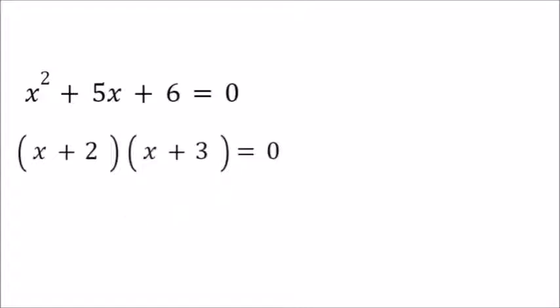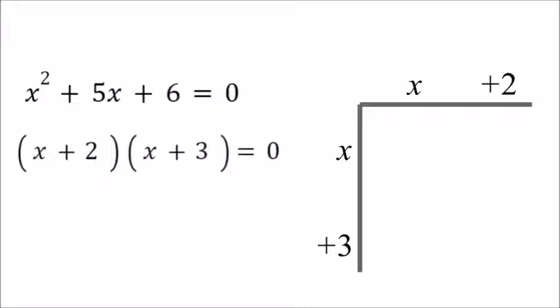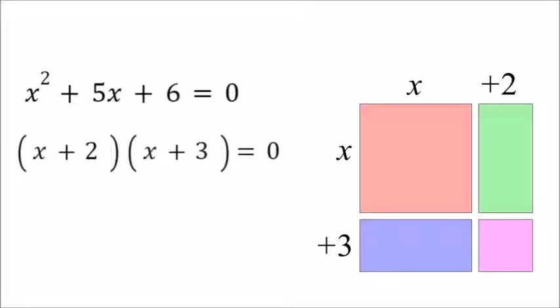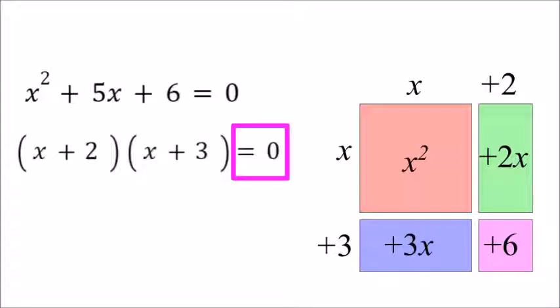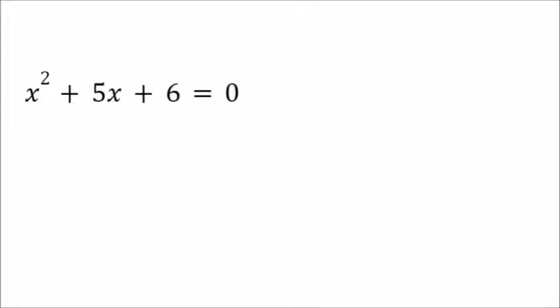Or think of it as length times width, an area. See that? x squared plus 5x plus 6 is an area. And this area, so you're telling me, equals 0. Okay, but what if it didn't equal 0? What if we let x squared plus 5x plus 6 equal anything?